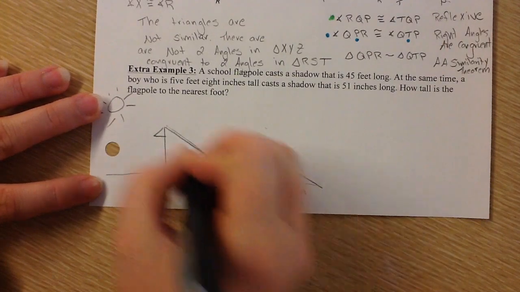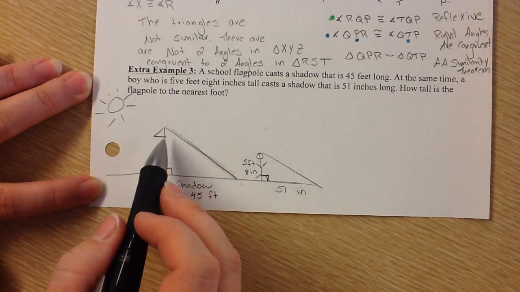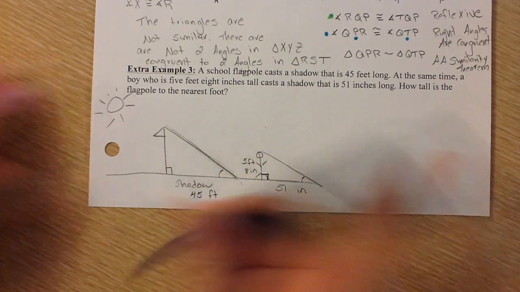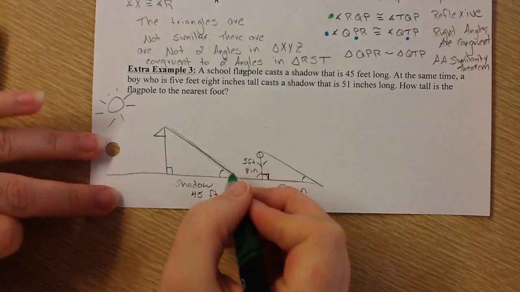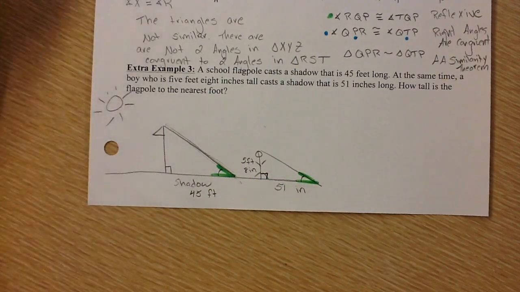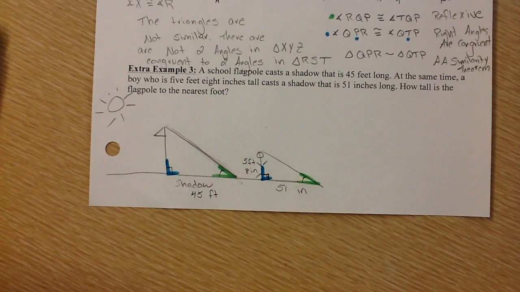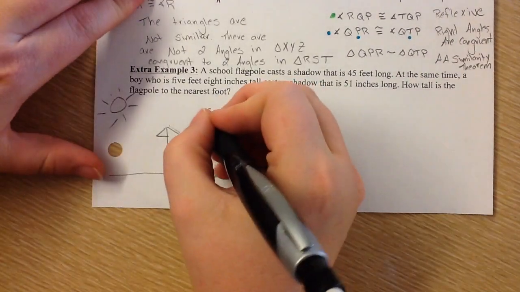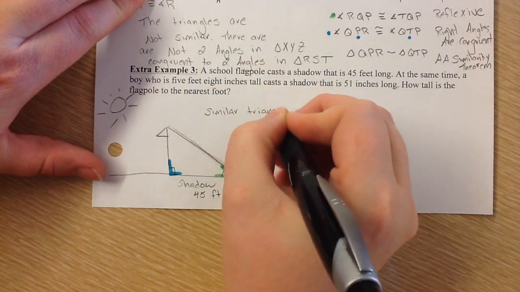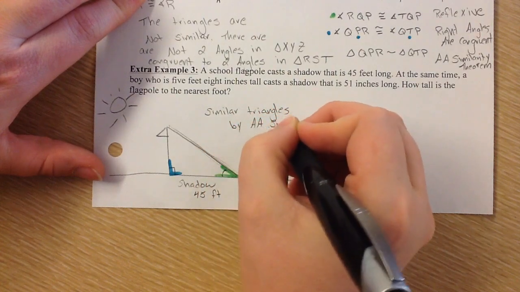Well, the sun is in the same spot for both him and the flagpole. So this angle here with the ground is going to be congruent because the sun isn't moving between the two. So that angle there is going to be the same. This 90-degree angle is also going to be the same. So I have similar triangles. They are similar triangles by the AA similarity theorem.